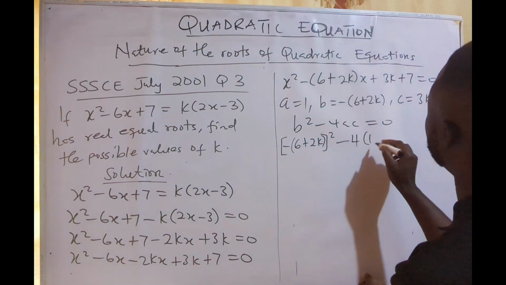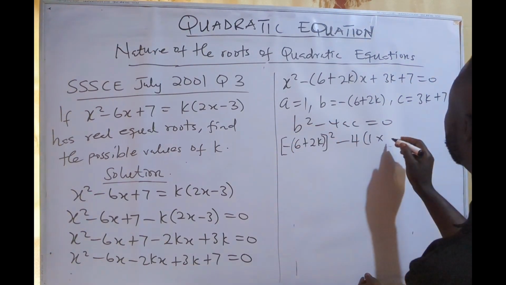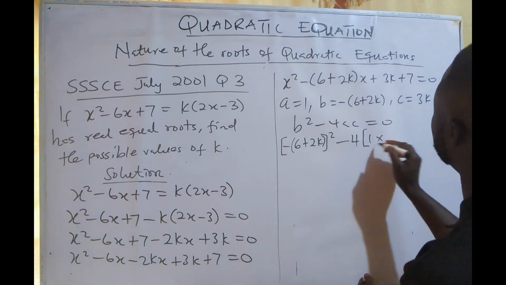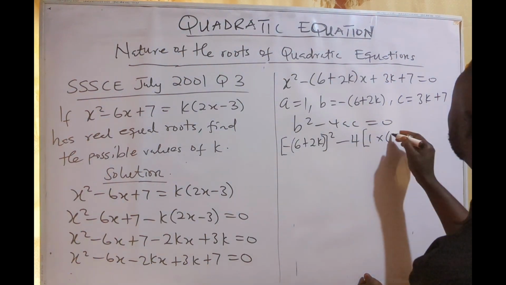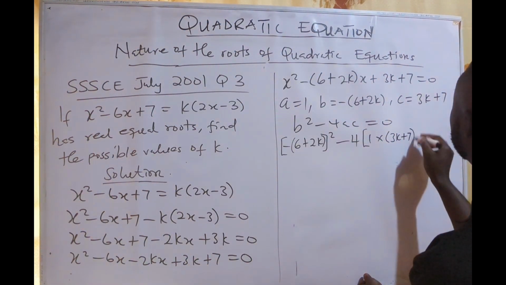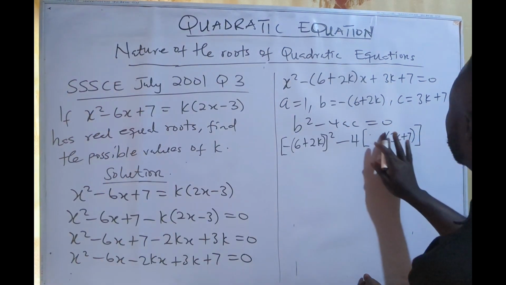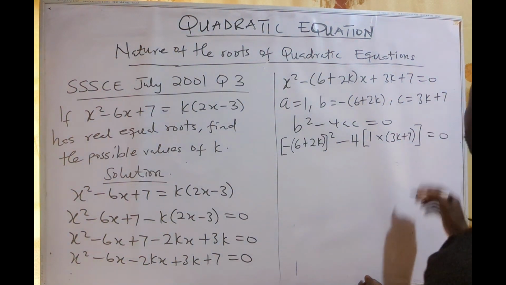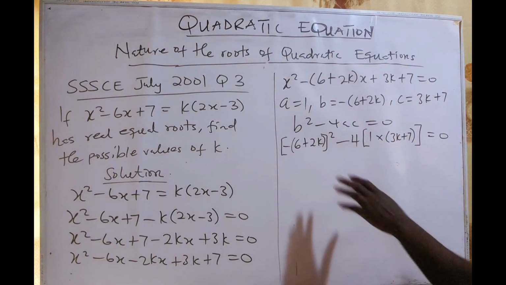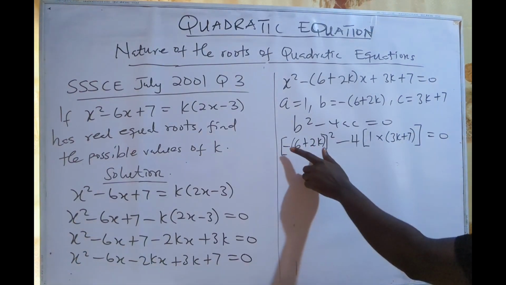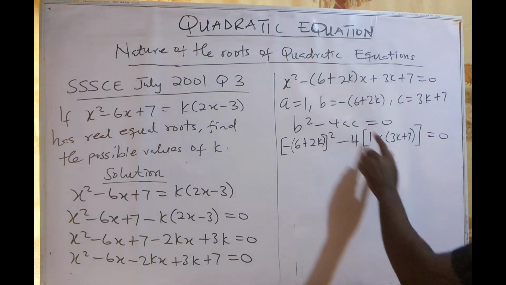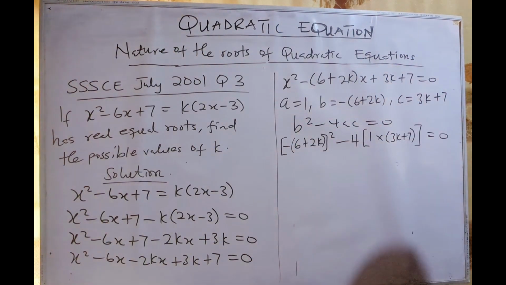What is my a and what is my c? a is 1, and then c will be 3k plus 7, equal to 0. So this is minus b, minus 6 plus 2k all squared, minus 4. a is 1 and c is 3k plus 7.